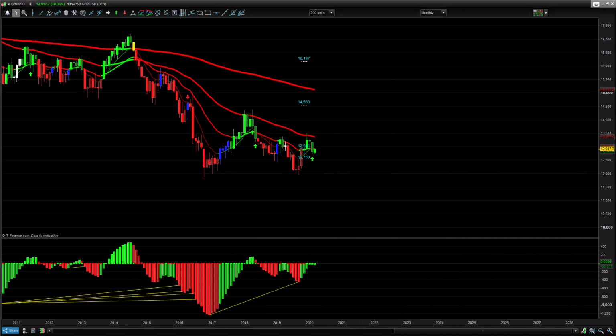Now our trend predictor on the monthly. So the month of February, we had a trend predictor close long. So this is a monthly chart. When we get a trend predictor long, it says that there is an 80% chance that we could close up the next month.